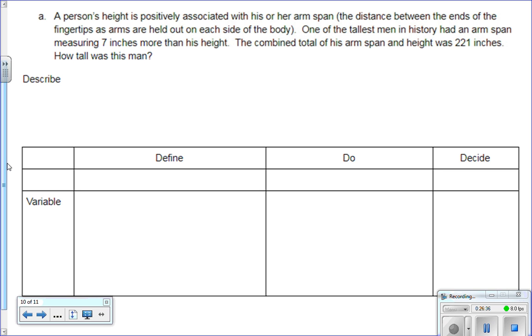Okay, so what you're going to do is you're still going to do the describe. You're going to set up the table, but only with variables, and then you're going to solve the equation using our method of drawing 0 pairs, dividing both sides.